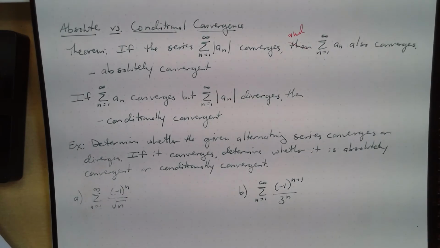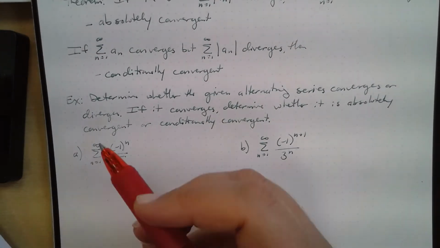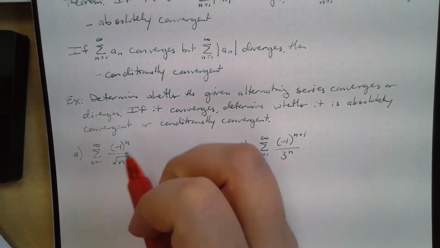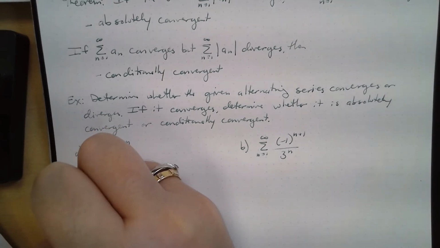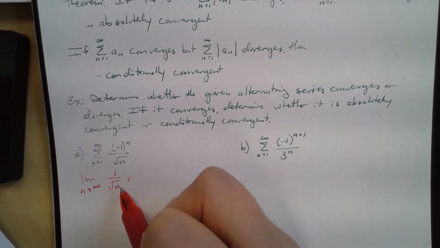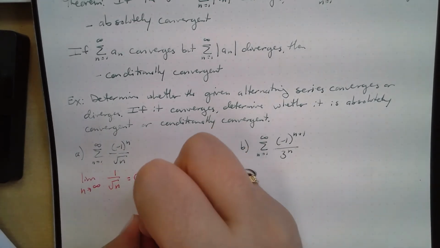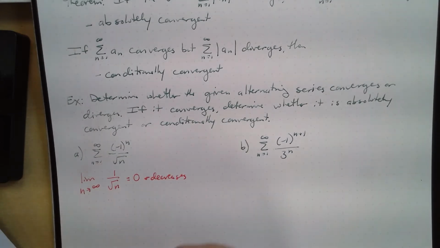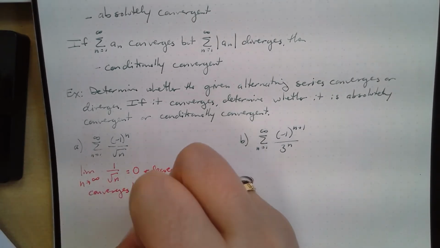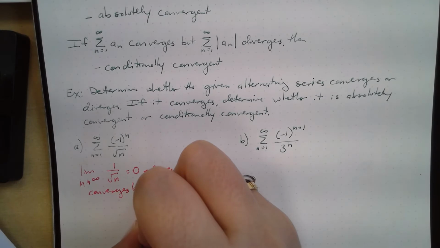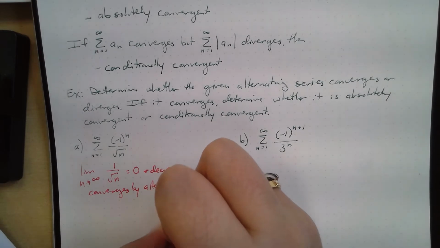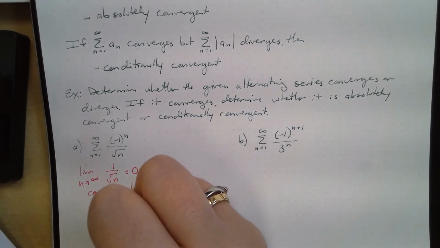Here, we're given the sum from n equals 1 to infinity of negative 1 to the n over the square root of n. So we're going to find the limit as n approaches infinity of 1 over the square root of n. Well, that's just going to be equal to 0, right? And this does decrease. So this converges by alternating series test. Good. Gosh, total brain fart there for a minute.